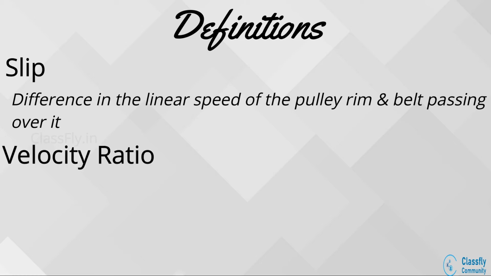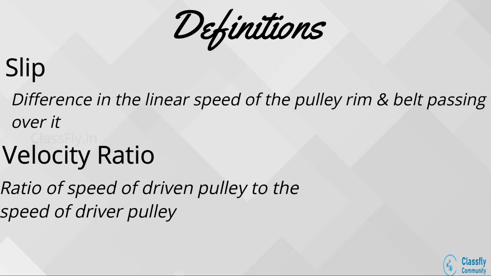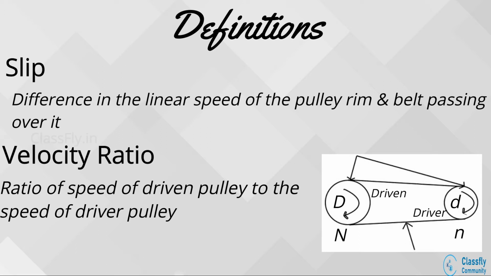Next, the velocity ratio. Well, this is defined as the ratio of the speed of the driven pulley to the speed of the driving pulley. Hence, velocity ratio is given by capital N divided by small n, or also small d divided by capital D, that is the diameter of the driving pulley to the diameter of the driven pulley.